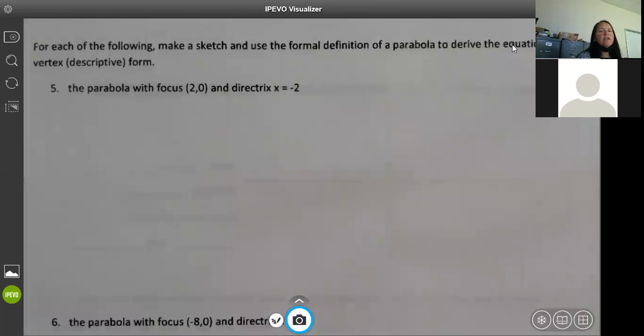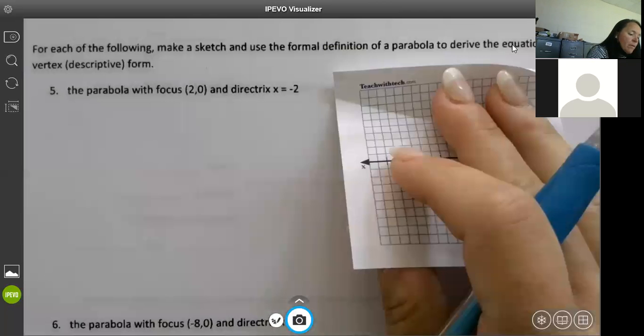But number 5, it says for each of the following, make a sketch and use the formal definition of a parabola to derive the equation in vertex or descriptive form. All right, so this is the way that I do these. And I like to have graph paper, and if you guys need graph paper, it's up there. I just haven't passed it out. To me, this is the easiest way to do it. So when you have your final exam, use your graph paper, okay? I should not get back blank graph paper. Does everybody understand that? All right.